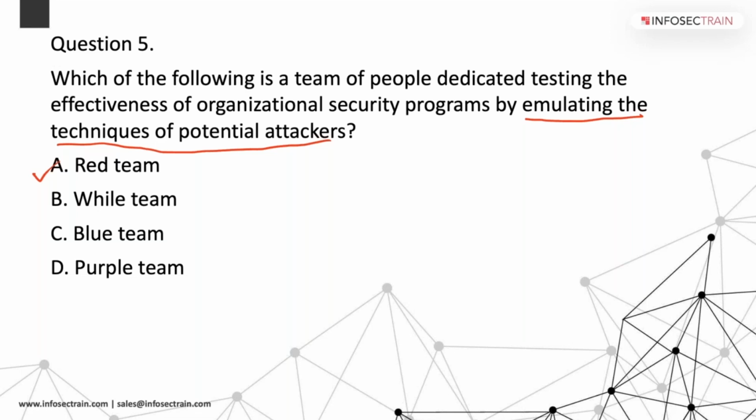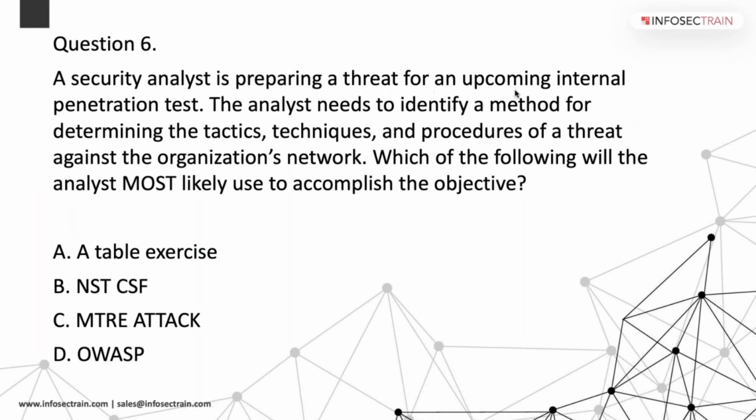Then let's go ahead with question number 6. A security analyst is preparing a threat model for upcoming internal pen testing. The analyst needs to identify a method for determining the tactics, techniques, and procedures of threats against the organization's network. Which of the following will the analyst most likely use to accomplish the objective? I'm highlighting a few points. Keep these in mind and then answer what the possible answer could be.